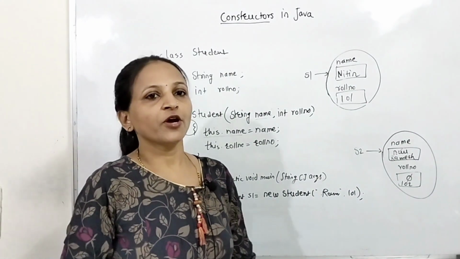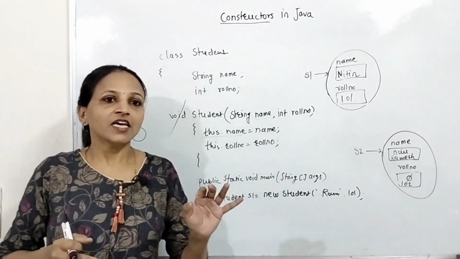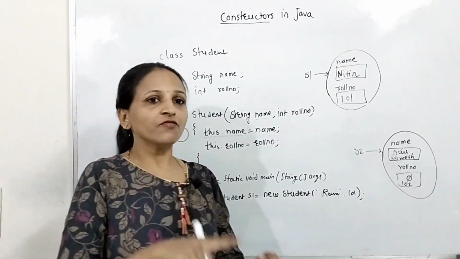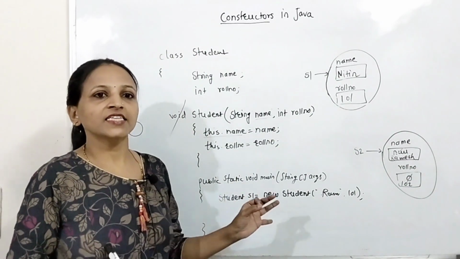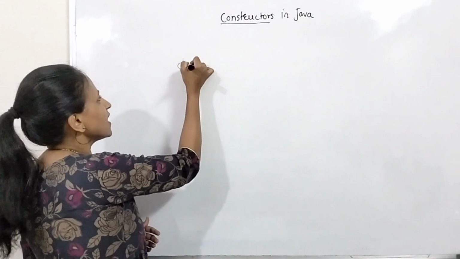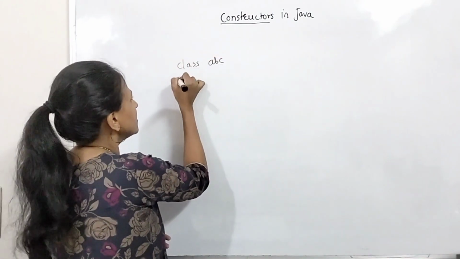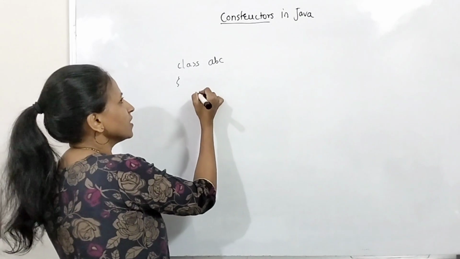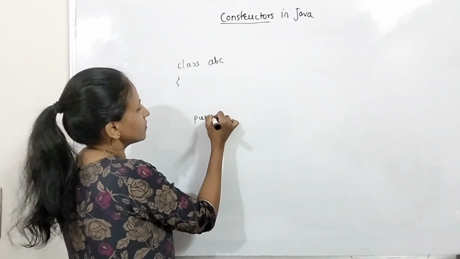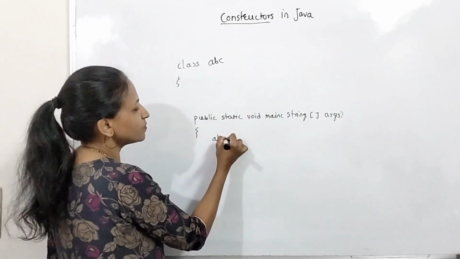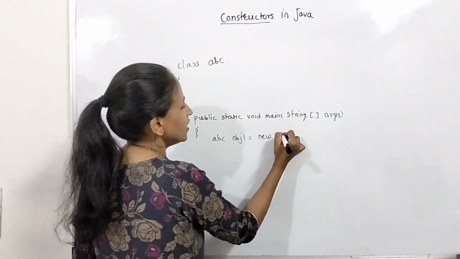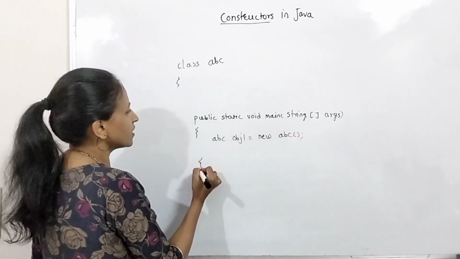One more point you have to keep in mind: if you have not written any constructor in a class, then the compiler will provide a constructor, and that is called a default constructor. For example, let us see class ABC, any name you can give. Here I am not writing anything, just writing public static void main. Now we can create an object of this class. Yes, of course, let's say obj1 = new ABC(). In this way we can create objects.